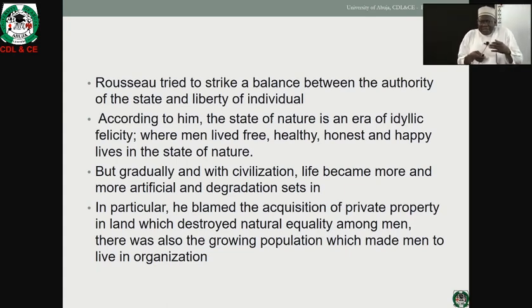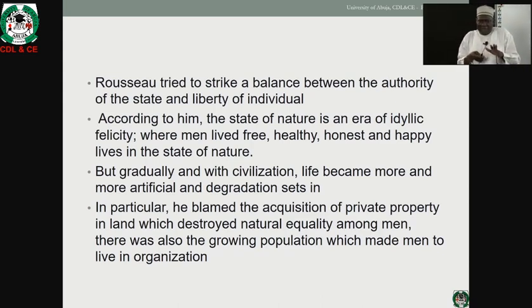The natural equality was gone; men were no longer equal in the society, because some have acquired landed property, and they feel they have an edge over and above others lower than them. You can liken it to a feudal system, where you have the lords, who are the owners of the property in the society, while the commoners were the workers, and they had nothing.